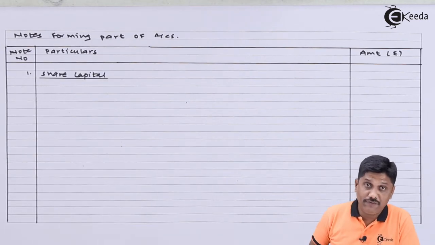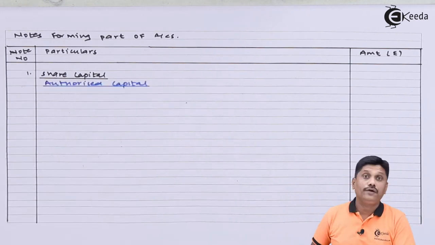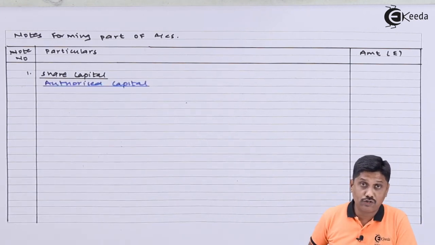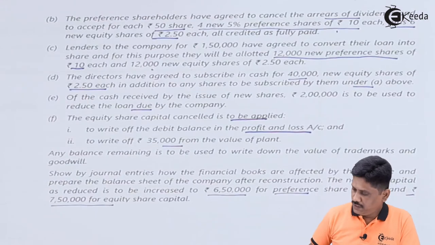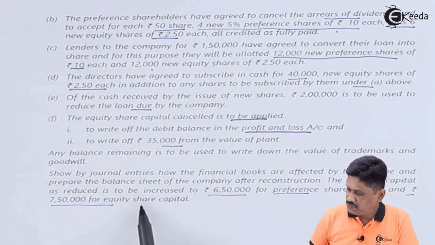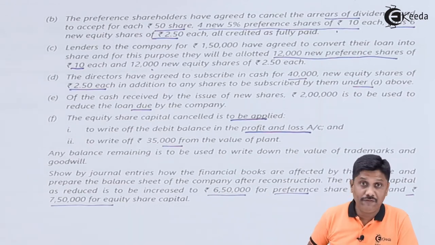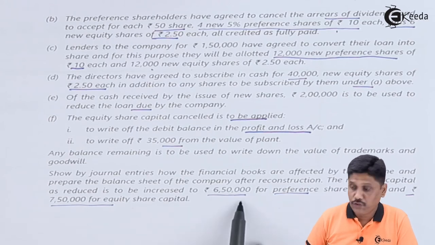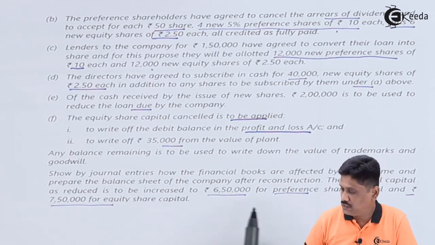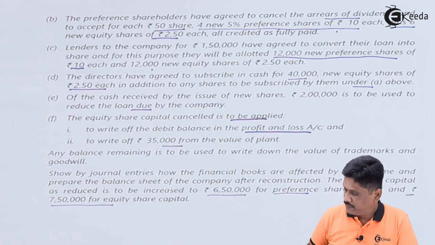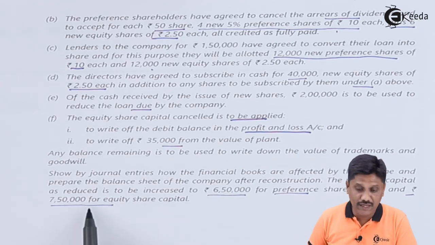In share capital, I firstly write authorized capital. In your question, they gave you authorized capital. Let's see that. Here at the last line, they mentioned nominal capital as reduced is to be increased to 6,50,000 for preference shares. Preference shares, if 10 rupees each, it must be 65,000 shares of rupees 10 each. And equity capital is 7,50,000.